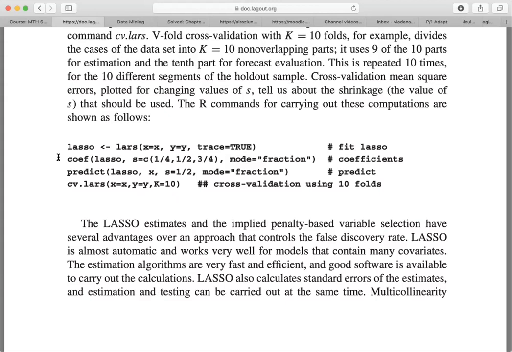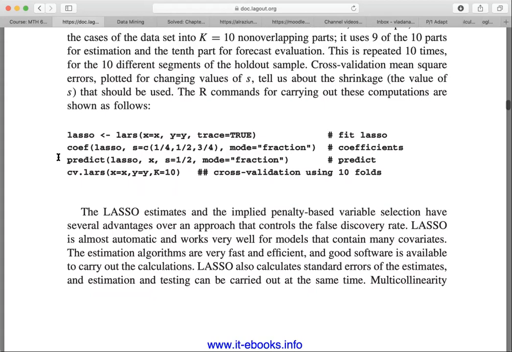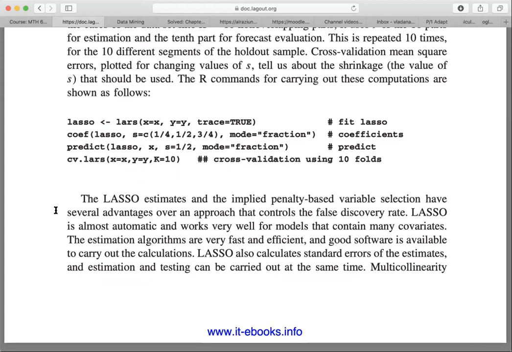Then we use the predict variable, which is used to predict the response with lasso estimates that have been shrunk to a certain fraction of the least squares estimates. And finally, we do CV of LARS, which is the cross-validation using 10 folds, when k equals 10, and this obtains the optimal value of S.